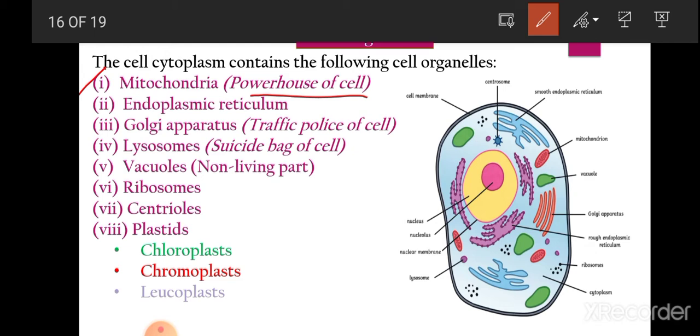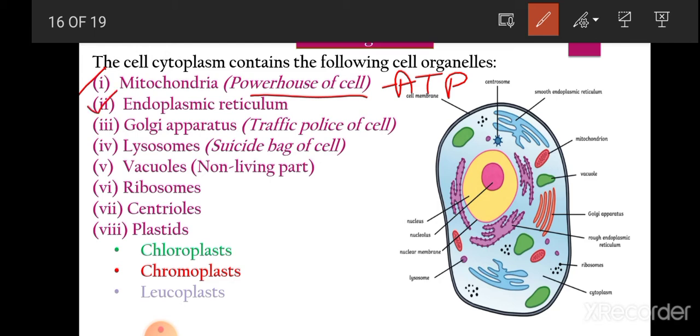That is why it is called the powerhouse of the cell, because it produces energy in the form of ATP, adenosine triphosphate. About it also you will study in your higher classes. So mitochondria produce cell energy. That is why it is called the powerhouse of the cell.